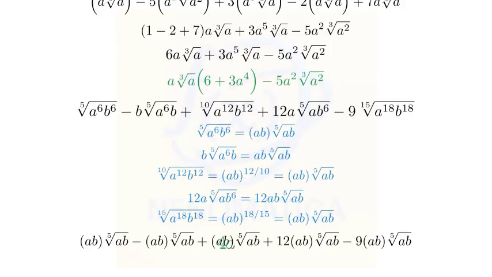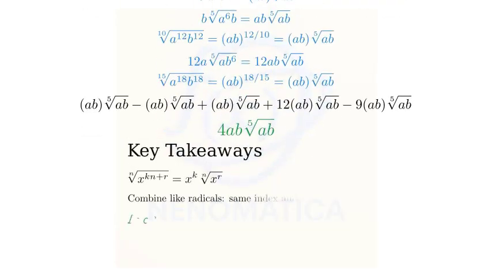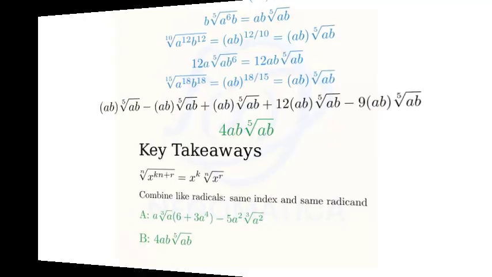Summary. When simplifying radicals, split exponents by the index to pull out perfect powers. Rewrite everything with a common radical when possible, and then combine like terms. For example A, we obtained a times the cube root of a times the quantity 6 plus 3a to the fourth minus 5 a squared times the cube root of a squared. For example B, we found 4ab times the fifth root of ab.